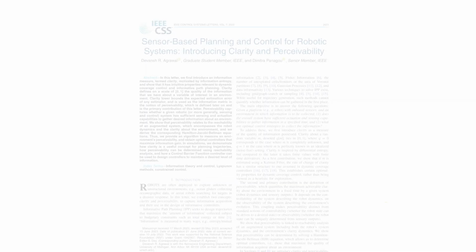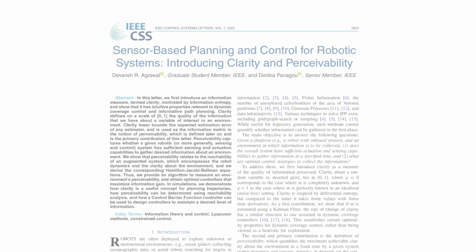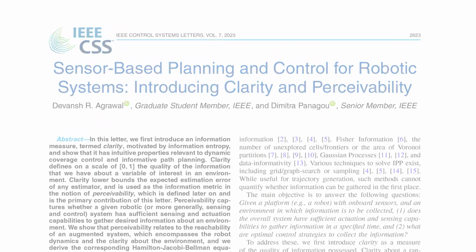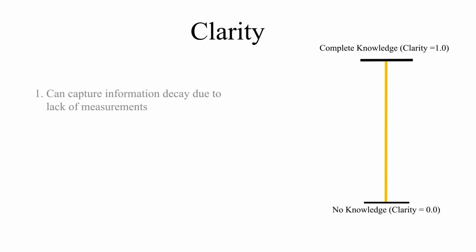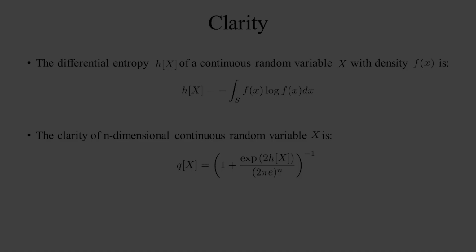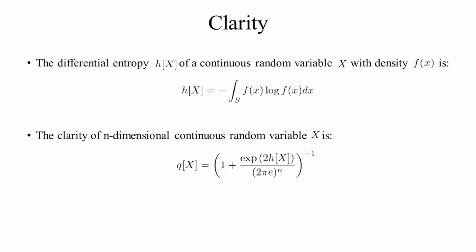In order to construct target information distribution, we use clarity, an information measure we proposed in our recent work. Clarity is bounded between 0 and 1, with 0 representing no knowledge and 1 representing full knowledge. We use clarity to construct the target information spatial distribution for two main reasons. First, clarity-based construction can capture information decay due to lack of measurements. And secondly, it quantifies the maximum attainable information in stochastic spatiotemporal environments. Before going further, we first describe clarity in detail.